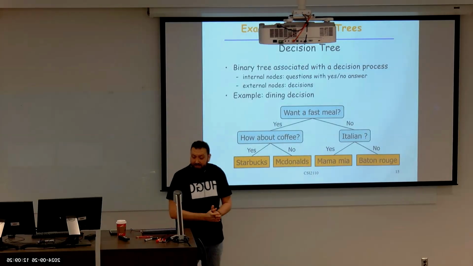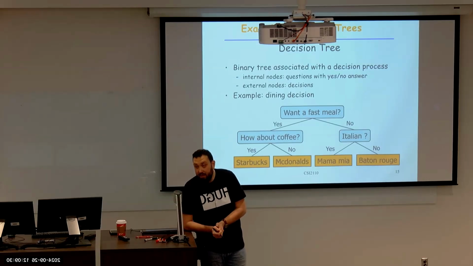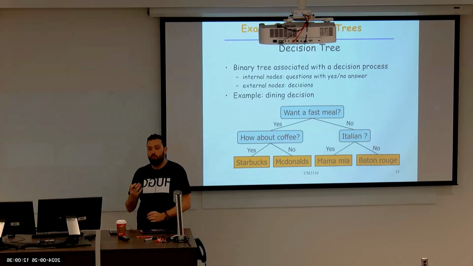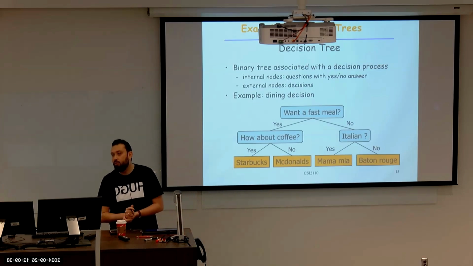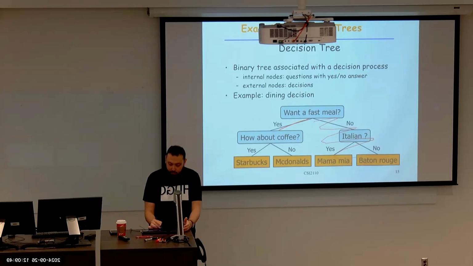A very, very famous use for this ADT of a binary tree is a decision tree. Especially if you want to work with machine learning, you're always going to be using decision trees. So we all know the decision tree. You want a fast meal or not? If yes, that means all of this, I'm not going to look at it. I'm going to go here. How about a coffee? Yes, no. It's a decision tree.